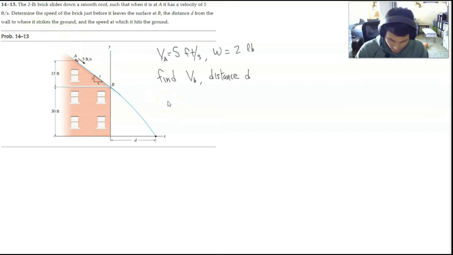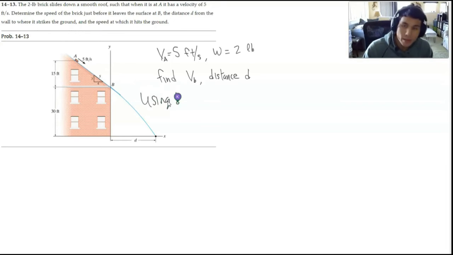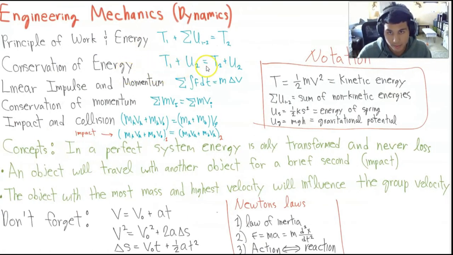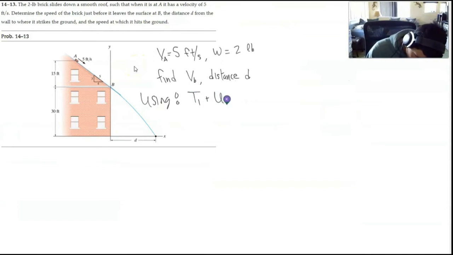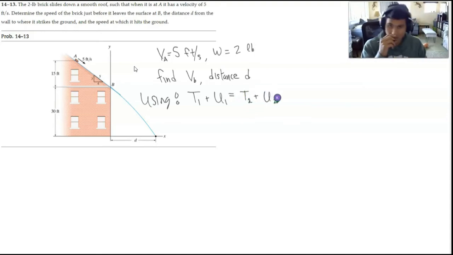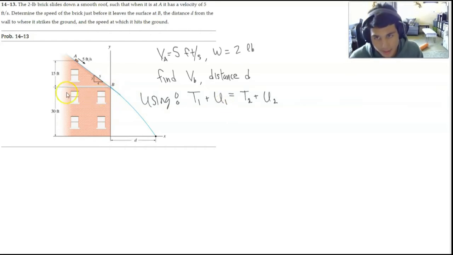Okay, let's write our plan, our objective here. I think we should use this; I think this will be easier than using this. So T1 plus U1 to 2 is equal to T2. This formula is saying the change in kinetic energy is equal to the change in potential energy. The reason we're going to use this is that if we take point B to be our origin, then it's coming from 15 feet above, which has potential energy, right? It's coming at 5 feet per second, so it has kinetic energy and potential energy at this point.